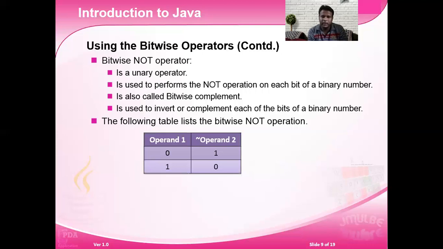Then comes the bitwise NOT operator. That is a unary operator. It is used to perform the NOT operation on each bit of a binary number. It is also called the bitwise complement. So if you pass here 0, it gives 1. If it is 0, then 1. Means if it is false, then it returns you true. If it is true, then it returns you false. It is a vice versa thing. Very good.